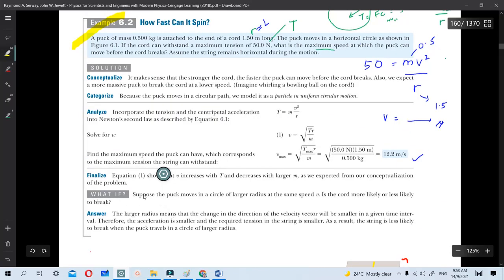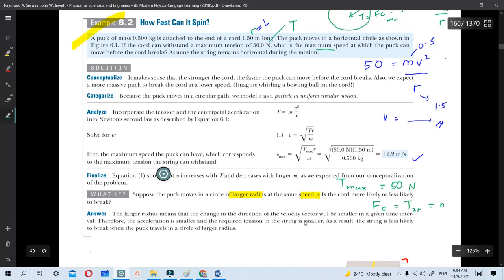Alright, let's look at the what if. Suppose now it moves in a larger radius, but with the same value of V, the same speed. Would it break or not? This type of issue requires the understanding that the T maximum it can withstand is still 50 Newton. So our task is to calculate our FC, which will give the tension during the new R. Let's say that it's just 2R perhaps, a larger value of R.